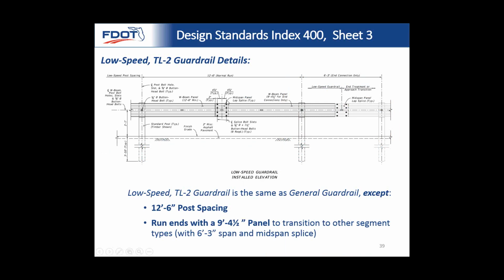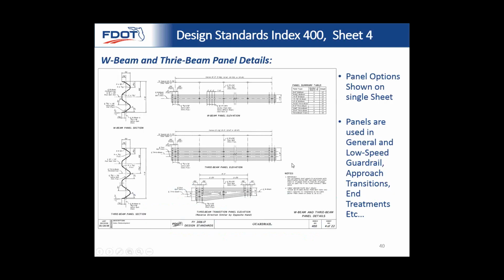And then getting into a little more detail, the runs will end with a 9'4.5" panel. That's the one caveat to using this, because that makes it compatible with all of our other segments. Every segment I'm going to show you ends with a 6'3" post space and a midspan panel lap splice. And so it looks like this. Now, obviously, TL2 is a lot different. So in order to connect to all those other segments, they have to put in this 3/4 spacing right here, and that's how that looks.